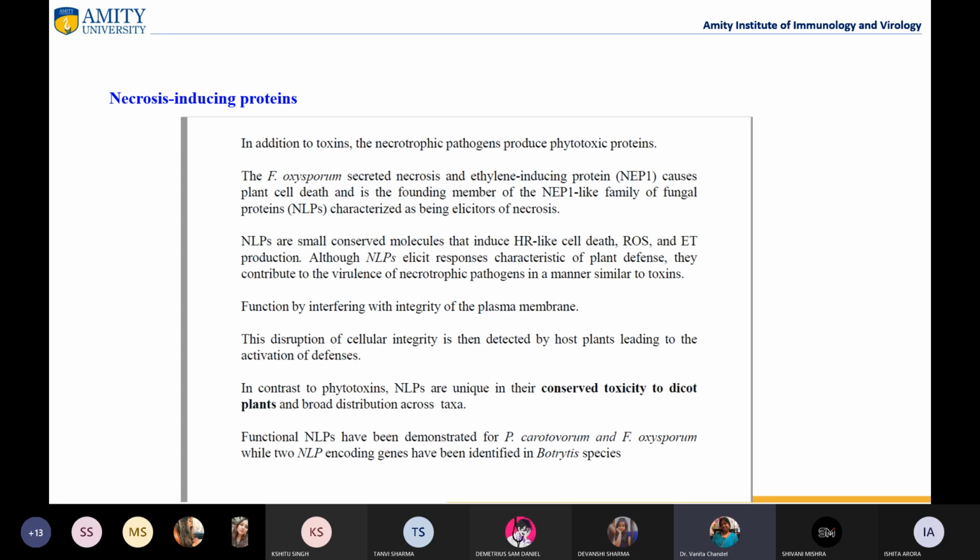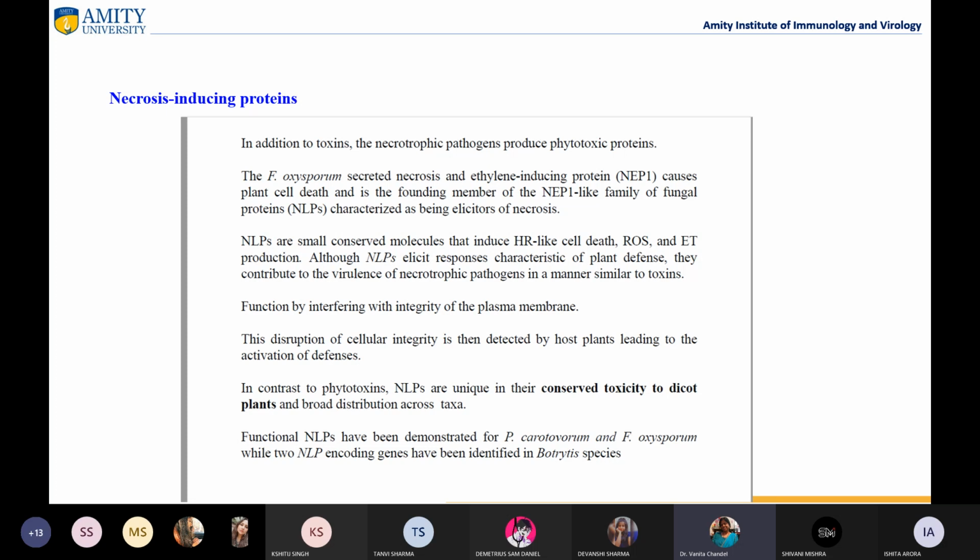Again, in addition to toxins, the necrotrophic pathogens produce phytotoxic proteins also, right? For example, Fusarium oxysporum secretes necrosis and ethylene-inducing protein that causes plant cell death, and the NEP-like family is characteristic of fungal proteins. So they produce certain proteins also, right? They can function by interfering with the integrity of the plasma membrane. So they can disrupt the plasma membrane, right? The disruption of cellular integrity is then detected by host plants, leading to activation of the defenses also, right?